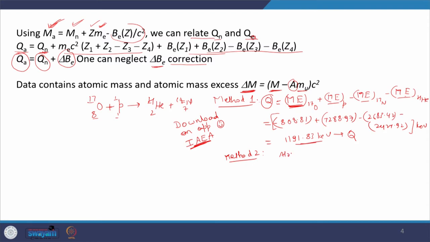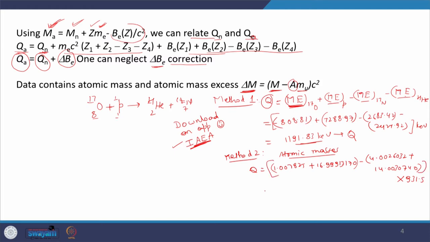There is another method to find out the Q value. Of course, you might be aware, just for the sake of convenience, I am discussing here using only atomic masses. Okay? For example, 1.007825 for the proton. For oxygen, it is 16.9991317. Remember, after decimal, so many digits are very important in such calculations. Okay, 4.0026032 is the atomic mass of helium. Plus for nitrogen 14, the atomic mass is given by this number. So no need to remember all these values. Okay, if it is in the case of exam, the values will be given, and when you do the numericals, I strongly suggest you to take the values from this app IAEA. Okay, and of course you have to multiply this with the 931.5. Isn't it? So this is also equal to 1191.85 keV. You see, either you can go for mass excesses or you can go for atomic masses. Okay, this is regarding the calculation of Q value.